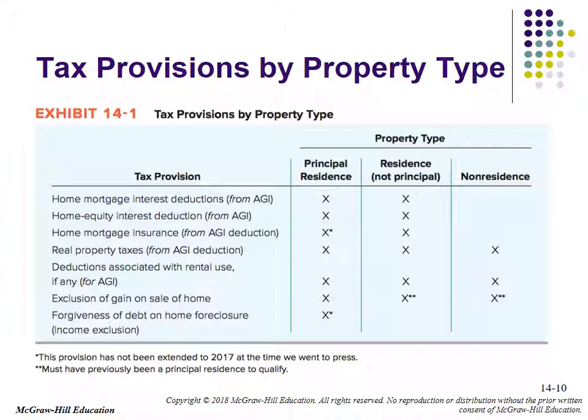Only, and see the little asterisks, if it previously was considered a principal residence. So you've got to look at the rules there, and we're going to do that. What if it's a non-resident, so it's considered rental? You could deduct real property taxes on a third home, and that's what they're talking about there. That's a non-residence. Now we're going to be talking about rental. You can deduct a lot of these things if it's for the rental portion. Deductions associated with the rental use, and that's what we're talking about there, yes.